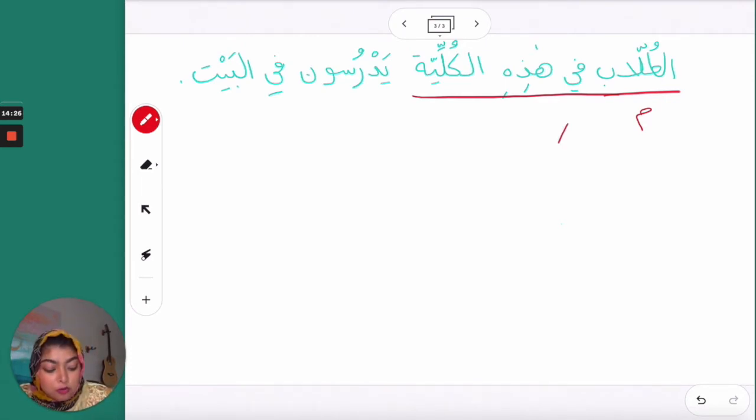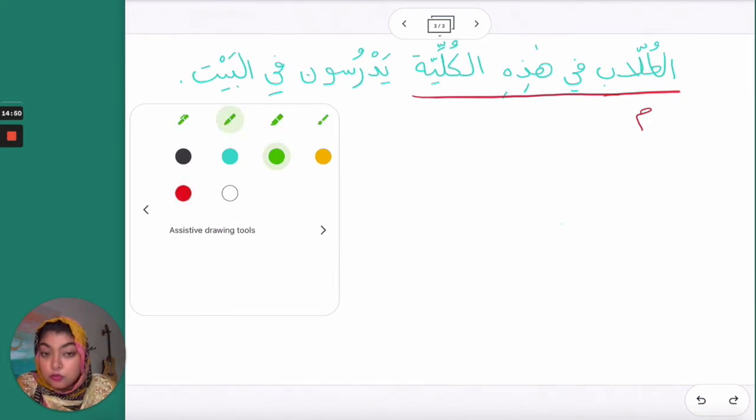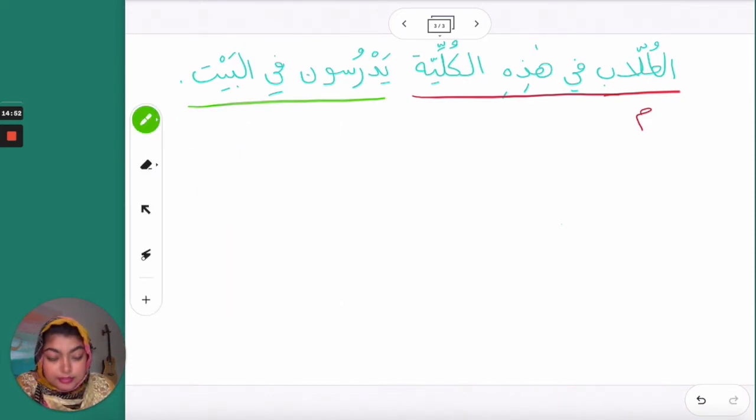Now we're not going to go over the i'rab, the case endings and specific names for each of these types of words. I'm not going to go over that right now. What I care about right now is, can you separate between the two major parts of the sentence? Okay? So الطلاب في هذه الكلية. Sure. These are the students we're talking about. What am I telling you about these students? That they do what? يدرسون في البيت. They study at home. So that is your khabar.